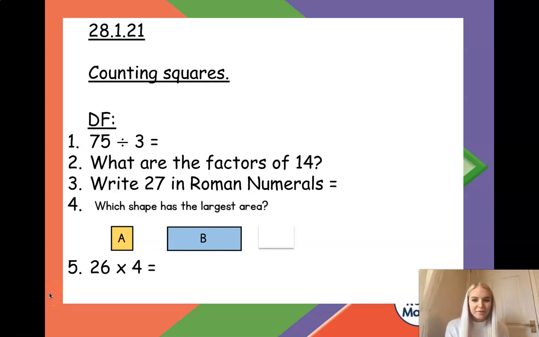Hello Year 4 and welcome to your second math lesson all about area. Today we'll be looking at how we can count squares to find the area of a 2D shape.